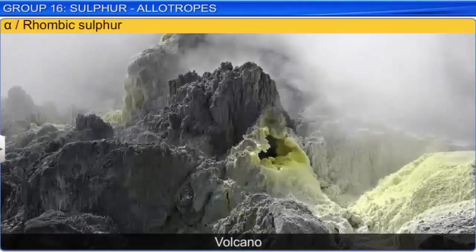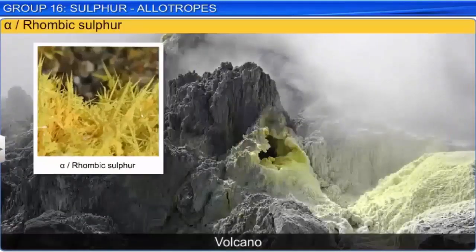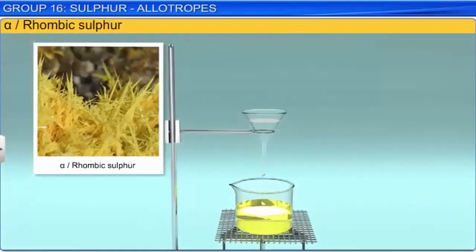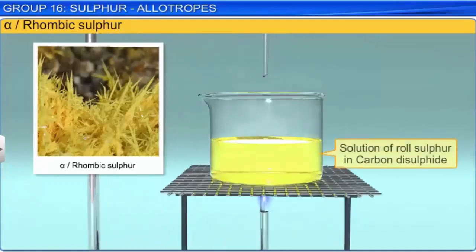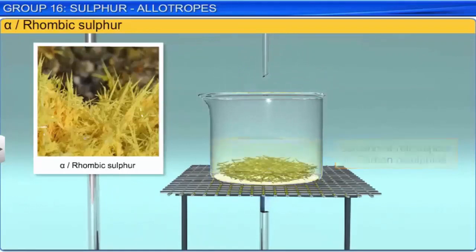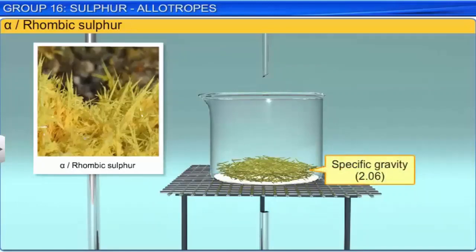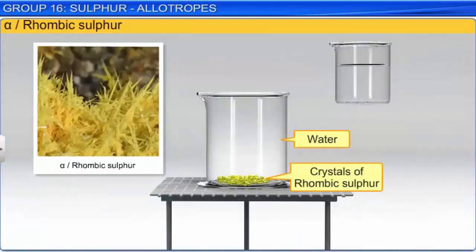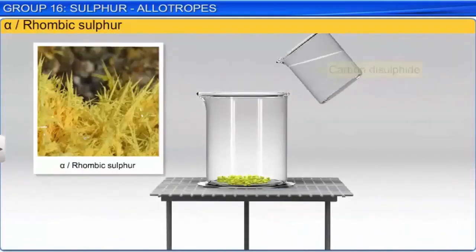Rhombic or alpha sulfur occurs naturally as large yellow crystals in volcanic areas. Crystals of rhombic sulfur are formed by evaporating a solution of rolled sulfur in carbon disulfide. It has a melting point of 385.8 Kelvin and a specific gravity of 2.06. It is insoluble in water, but readily soluble in carbon disulfide.